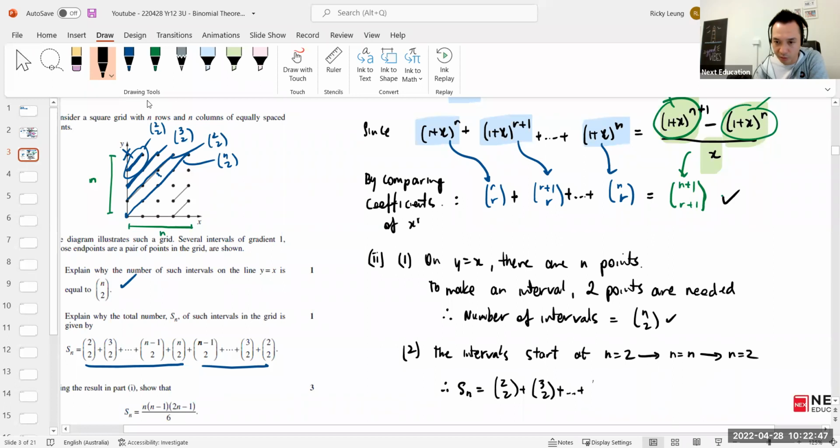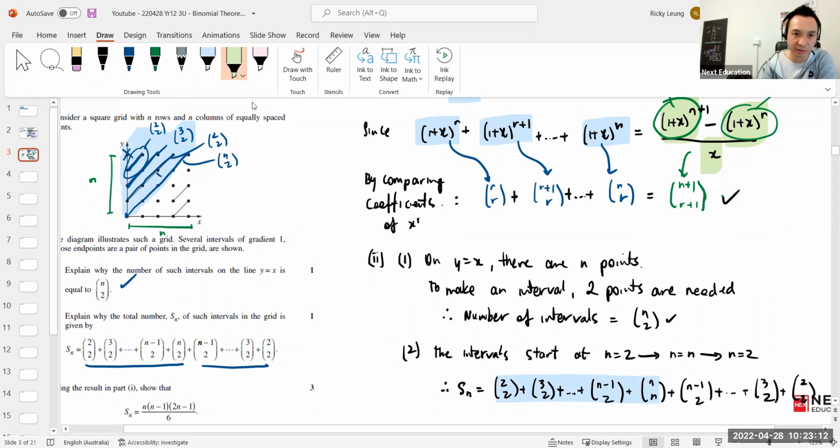Now, they want you to show 1 before it. That's important, I guess. Plus n choose 2. Now, this bit here covered the intervals from here, including the middle one. And then it dials down for n minus 1, symmetrically, 3 choose 2 plus 2 choose 2, which I'll color code, but I'll get rid of it in a second. It represents the second half. That makes a lot of sense.